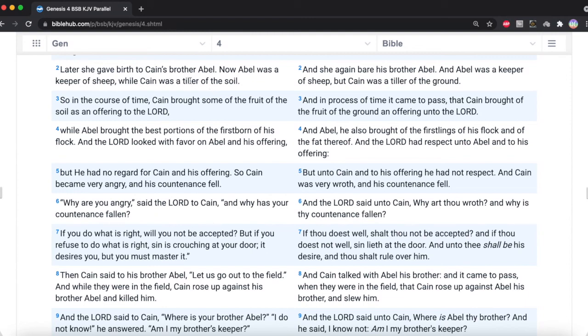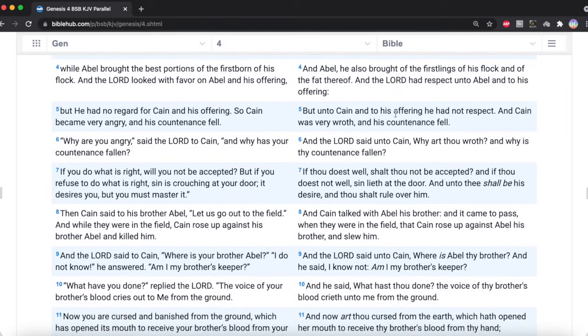So like a small difference, Cain was a tiller of the soil versus Cain was a tiller of the ground. Those aren't that different. That's okay, ground versus soil. But some of them might be quite different. And the Lord looked with favor on Abel and his offering, versus, and the Lord had respect unto Abel, but he had no regard for Cain and his offering. So from favor to regard in the same translation, versus, but unto Cain and his offering he had not respect. And Cain was very wroth. You could tell this one's older, right? And his countenance fell, versus the more modern-y English, so Cain became very angry and his countenance fell.